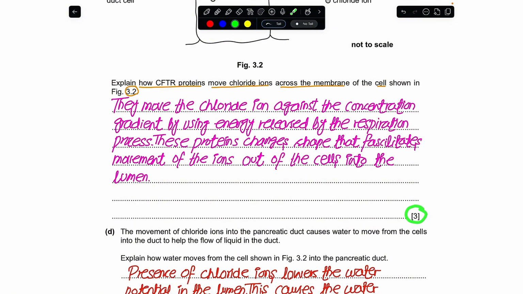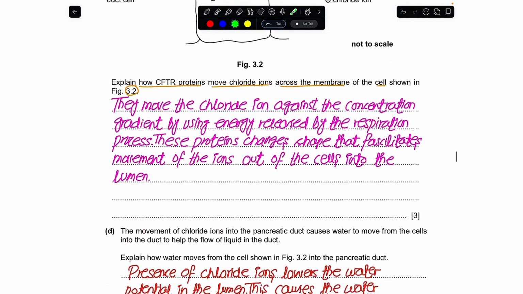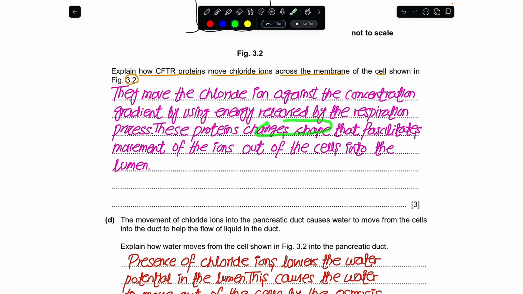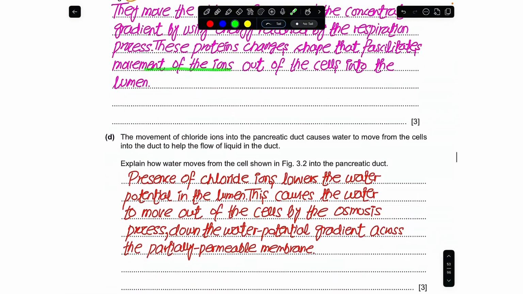So for 3 marks, the answer should be written as: they move the chloride ions against the concentration gradient. And how? By using energy which is released by the mitochondria with the respiration process. And when these chloride ions move, these proteins that we have here, which are the CFTR protein, would change their shape. When they slightly change shape, it would facilitate the movement of the ions out of the cells and finally into the lumen of the pancreatic duct.